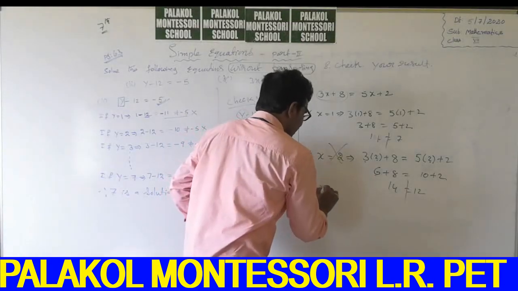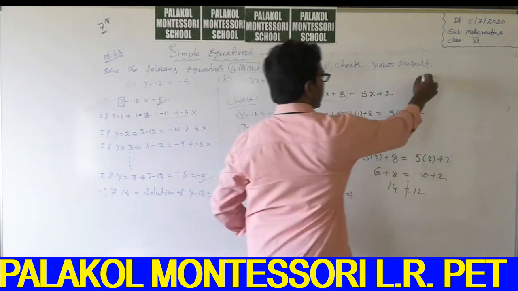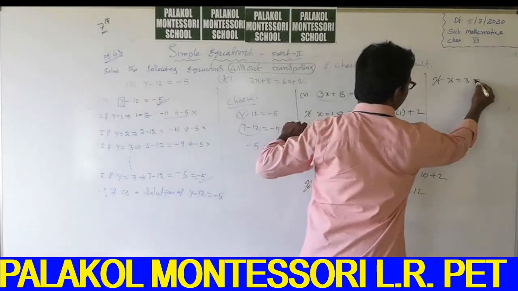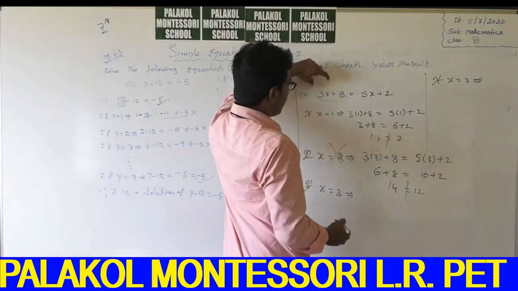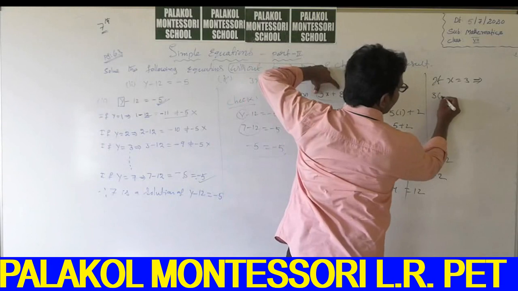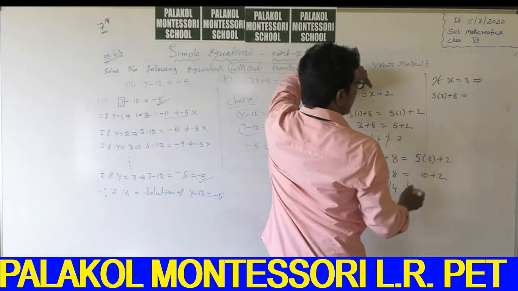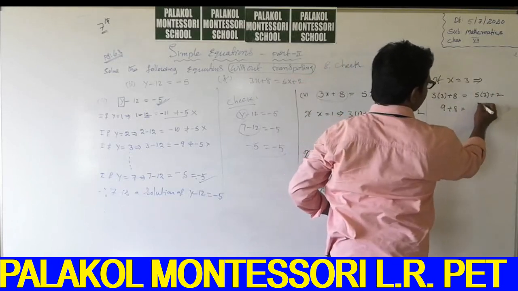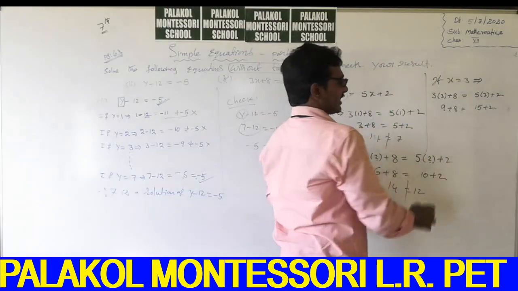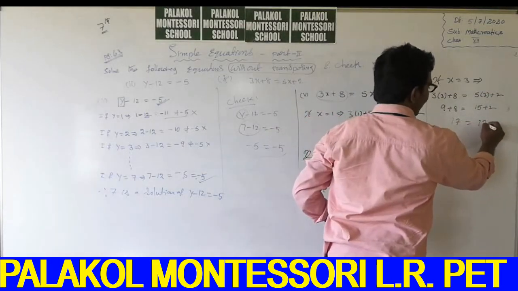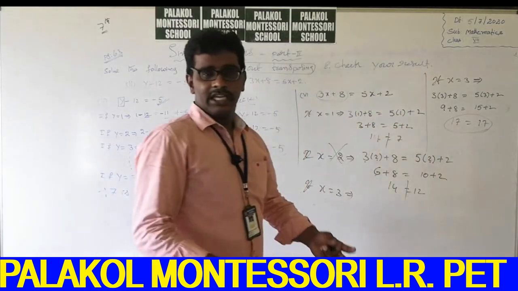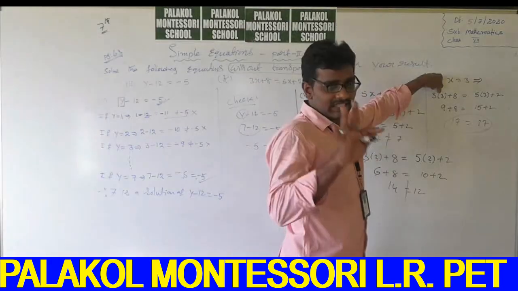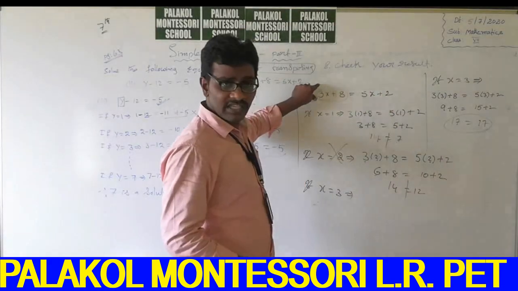If x is equal to 3, guys, x is equal to 3, then in this place you write 3 of 3 plus 8 is equal to 5 of 3 plus 2. 3 3s are 9 plus 8, and 5 3s are 15 plus 2. 9 plus 8 is 17, 15 plus 2 is 17. Both sides are equal, not equal? Equality. So which value do we write in the x place? 3. The 3 is a satisfaction of this equation.